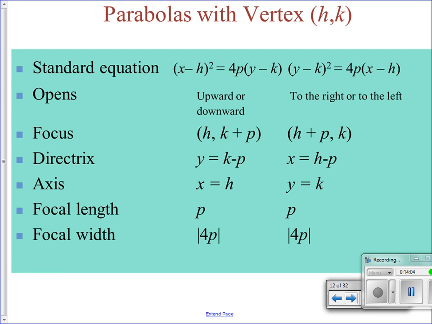So this makes it look complicated, but really, once you find where that vertex is, and you find the focus, you're just moving it that much from the vertex. That's why I think graphing it is going to make it a lot easier. And on the other side, you notice that it's the same thing, but instead of moving it up and down, we're moving left and right when the parabola opens to the left or right.